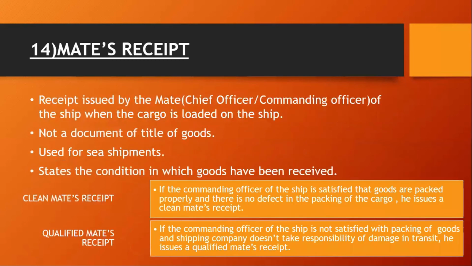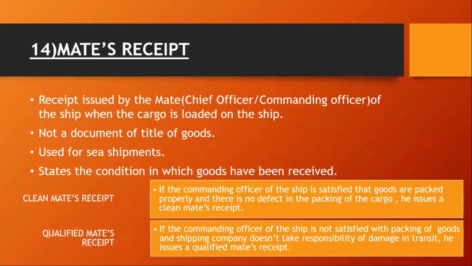Coming on to the next, we have mate's receipt. Mate's receipt is issued by the mate, that is chief officer or commanding officer of the ship, when the cargo is loaded on the ship. This receipt states the condition in which goods are received on the ship. This receipt is not a document of title of goods and is used only and only for sea shipments. Mate's receipt specifies the condition in which the goods have been received.